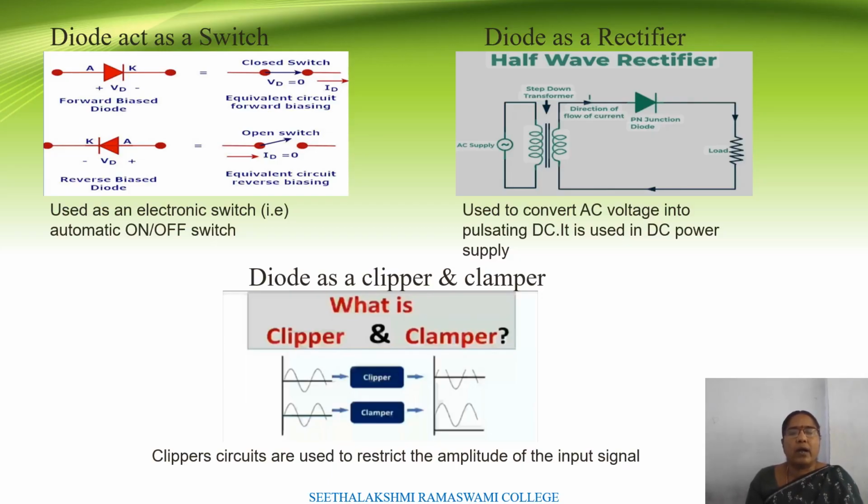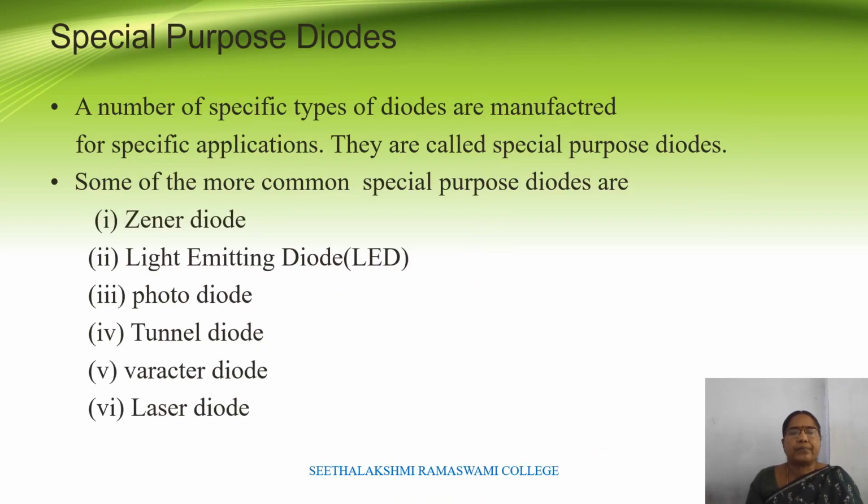Diode is also used in clipper and clamper circuits. Clipper circuits are used to restrict the amplitude of the input signal. Special purpose diodes. A number of specific types of diodes are manufactured for specific applications. So these diodes are called special purpose diodes. Some of the more common special purpose diodes are Zener diode, light emitting diode, photodiode, tunnel diode, varactor diode and laser diode.